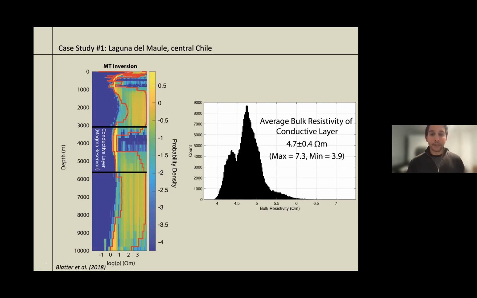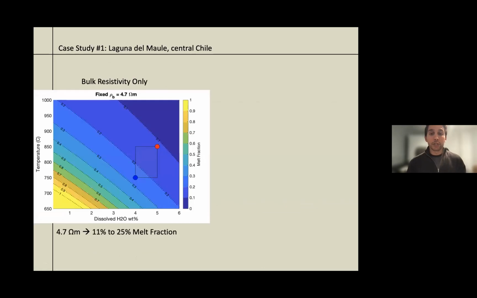But once we have this distribution of resistivities, we can go ahead and interpret that feature using the two methods that I showed earlier. On the one hand, we have the bulk resistivity only estimate, where we can draw this box showing the temperature and water content bounds. And you can make an estimate of the melt fraction from this box using this plot. You can see that this plot is much more blue than the previous plot. That's because the resistivity is a lot higher at 4.7 ohm meters. So you end up with much lower melt fractions. And you end up with a value of about 11 to 25% melt fraction using this method.